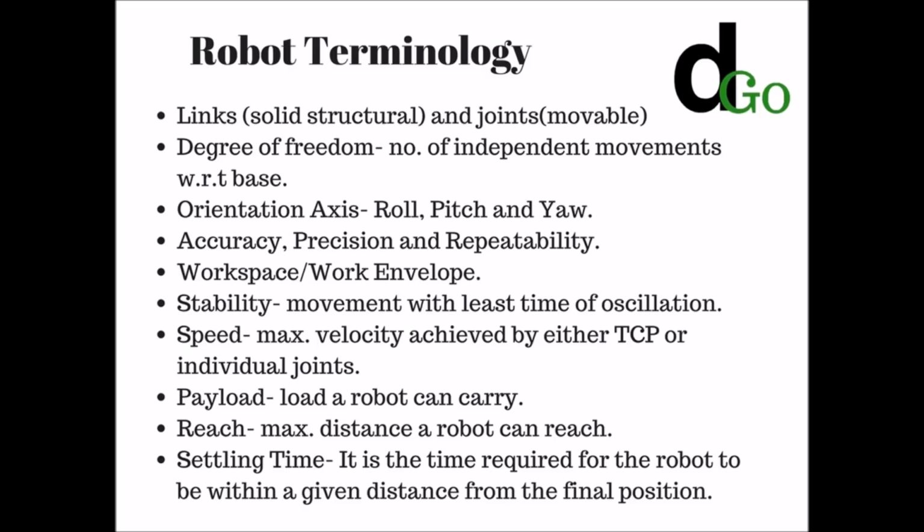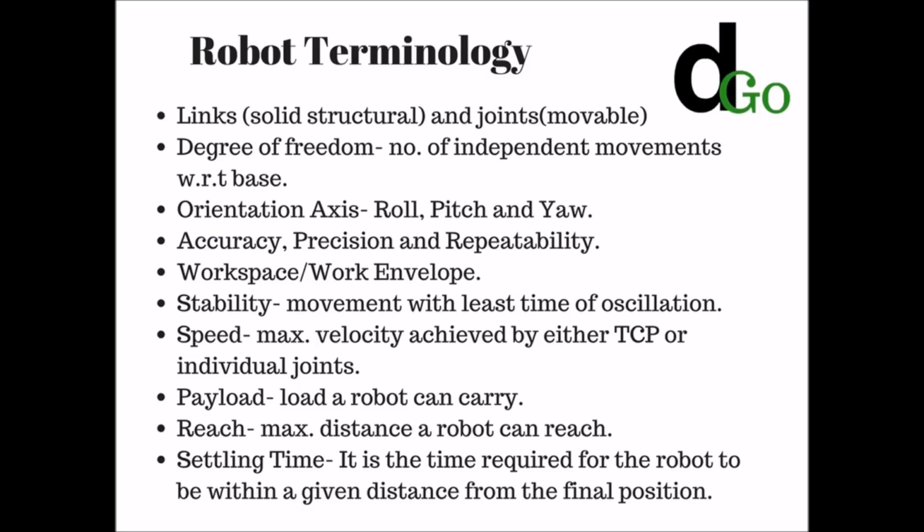Talking about speed, stability and workspace, workspace, we also call it work envelope, is the specific area in which a robot can move and work. Stability refers to robot motion with the least amount of oscillations, and speed refers to the maximum velocity that is achievable by the tool center point, TCP, or individual joints.